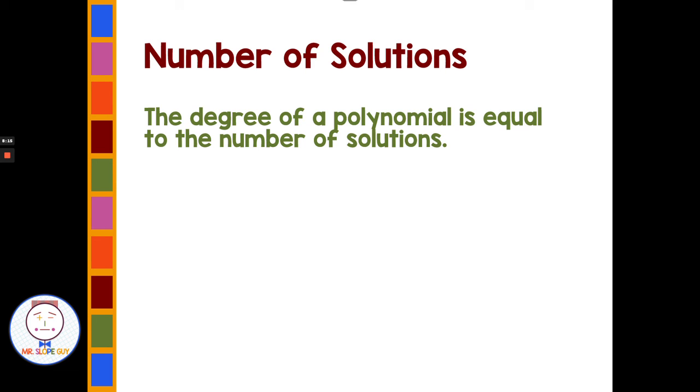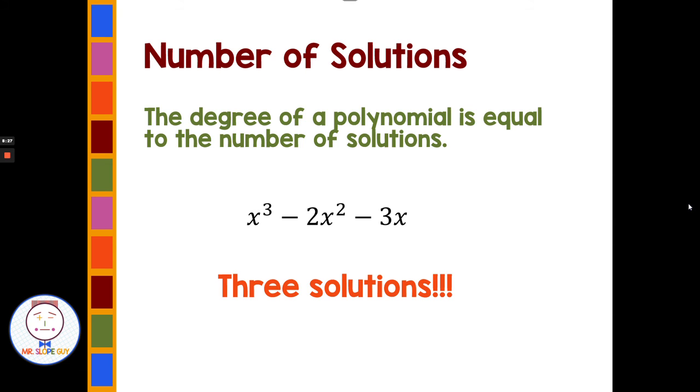Number of solutions. The degree of a polynomial is equal to the number of solutions. So let's say I have a degree of 3. That's going to tell me I get 3 solutions. Now, sometimes this is misleading. I can get up to 3 solutions. Occasionally, you'll have an answer repeat where you won't end up with 3 unique solutions, but with a degree of 3, we should expect to get 3 solutions.